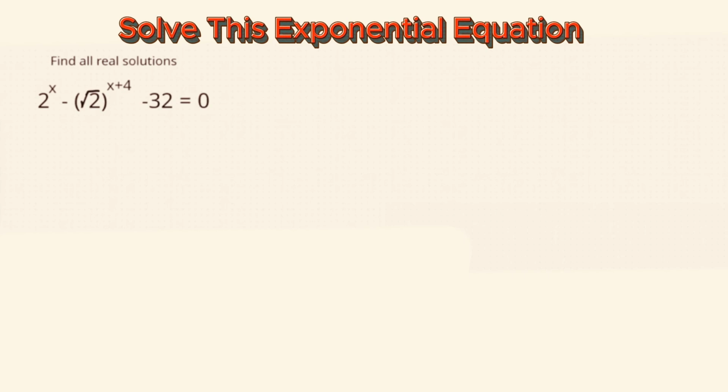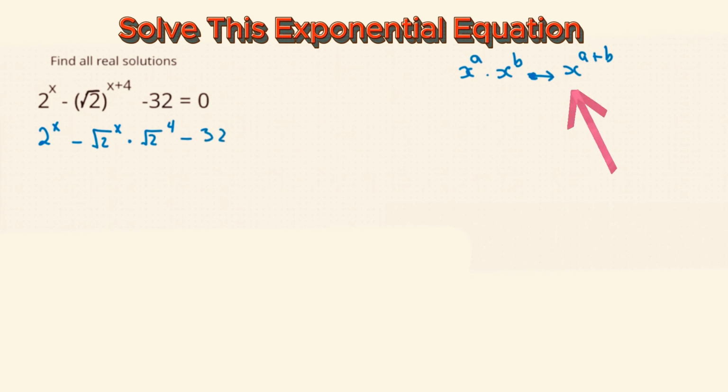like this with confidence. And so we're going to rewrite this as 2 to the power of x and the root 2 to the power of x plus 4. We're going to use the exponent rule to expand this. And therefore, we'll have root 2 to the power of x times root 2 to the power of 4 minus 32 equals 0. Now, that's going to be 2 to the power of x.